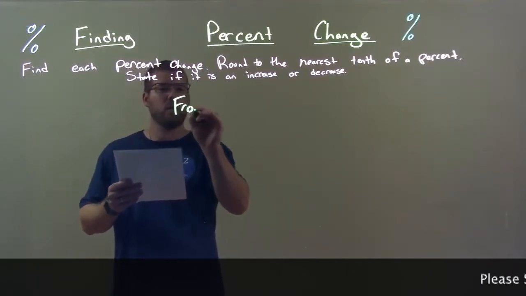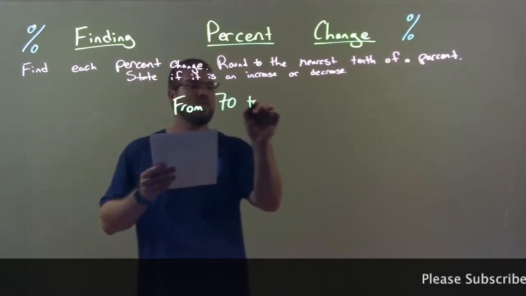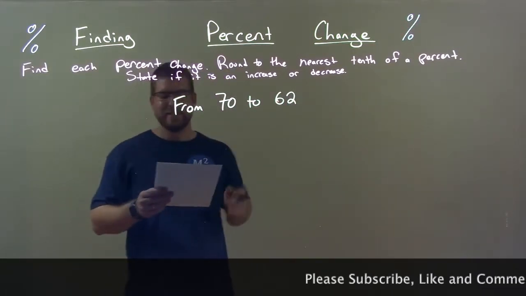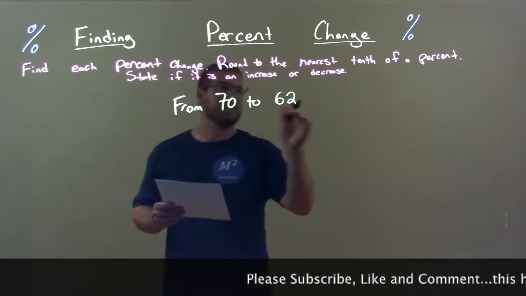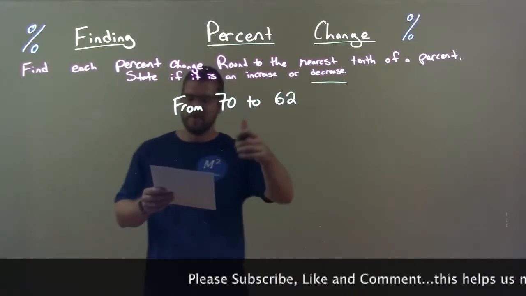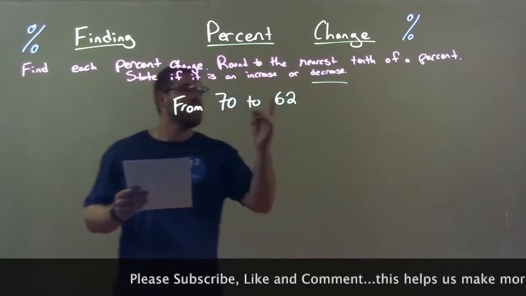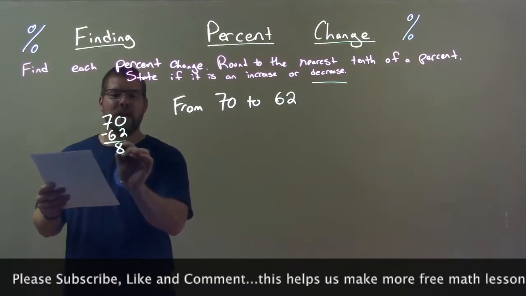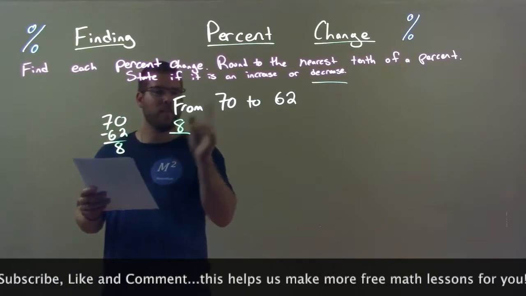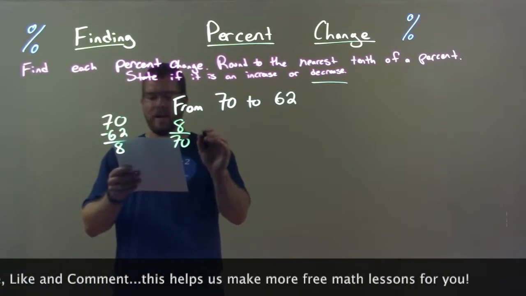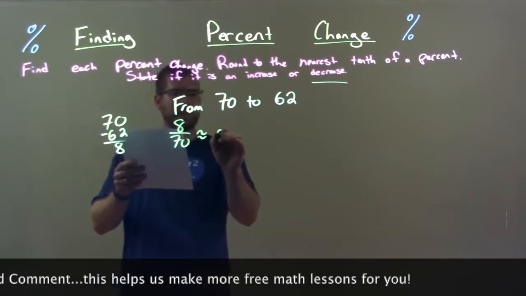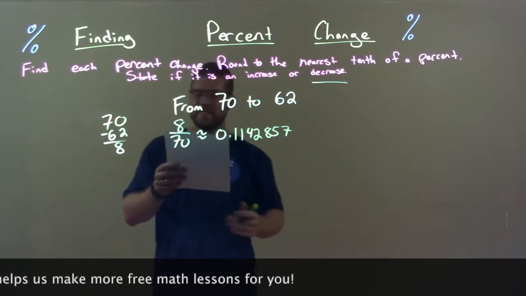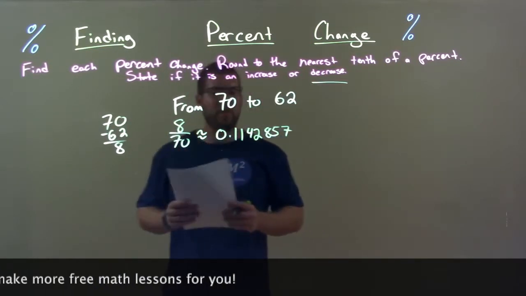From good old 70 to 62. All right, that's from 70 to 62. Well, first we see that's clearly a decrease. 70 to 62, we're going down, okay? Now, find the difference between the two. 70 minus 62 is an 8. We take that number and divide it by the first number, which is 70. That gives me approximate decimal, 0.1142857.